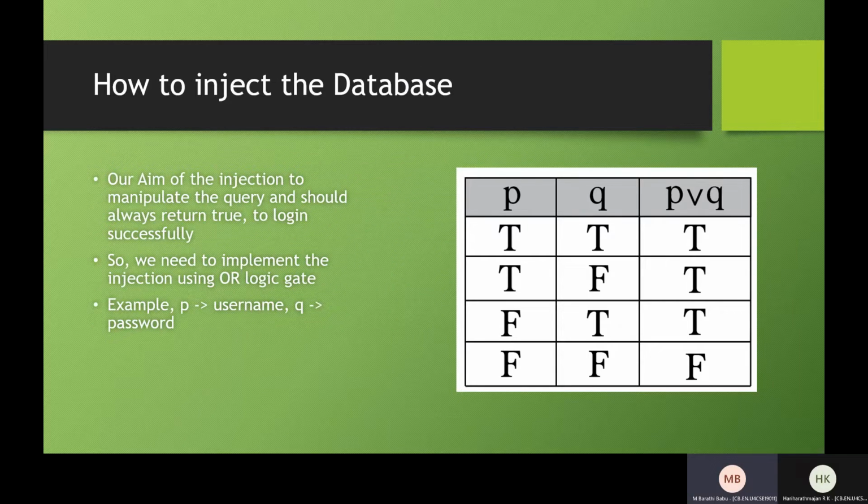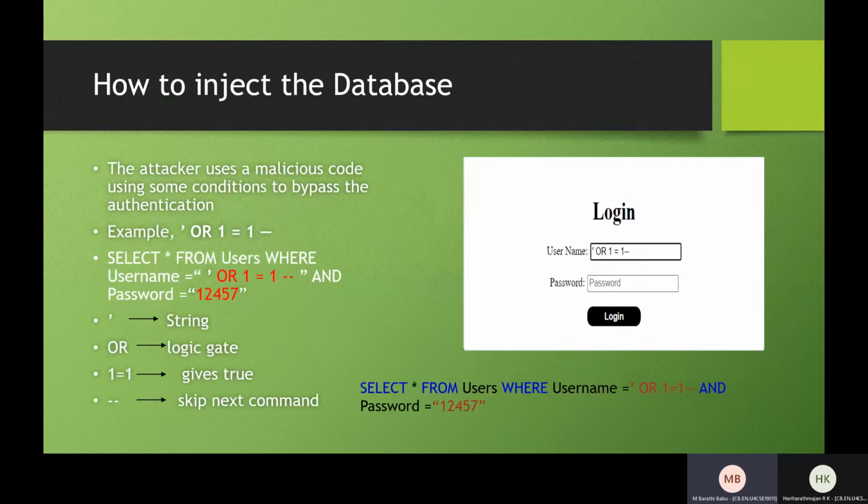Let's see how to inject the database. Our aim of the injection is to manipulate the SQL query when it is sent to the database, so that it returns true always and we log in successfully. So we are going to implement the injection using the OR logic gate, which returns true when one of the inputs is true. For example, we take P as username and Q as password. The rest will be continued by my teammate.